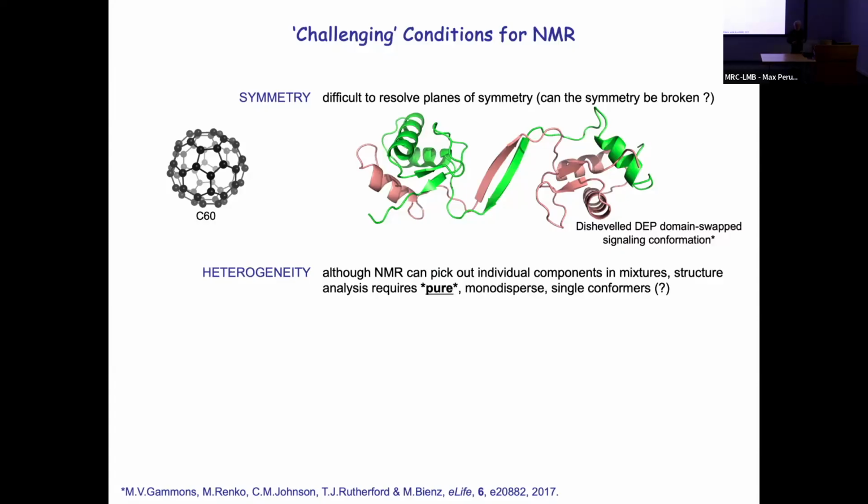Heterogeneity. NMR needs very pure samples, so you really need individual species in the solution. We require them ideally to be pure, highly pure, and monodisperse.